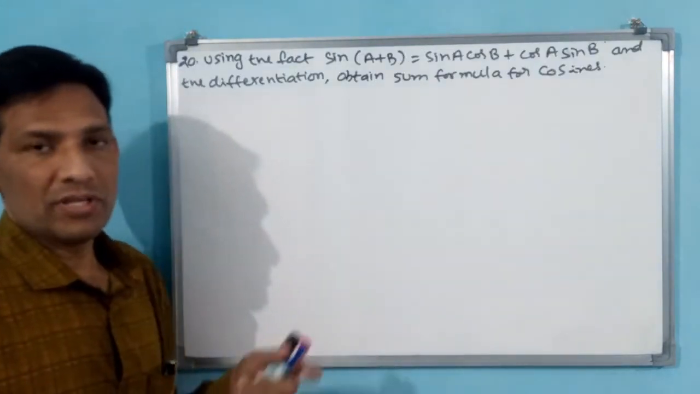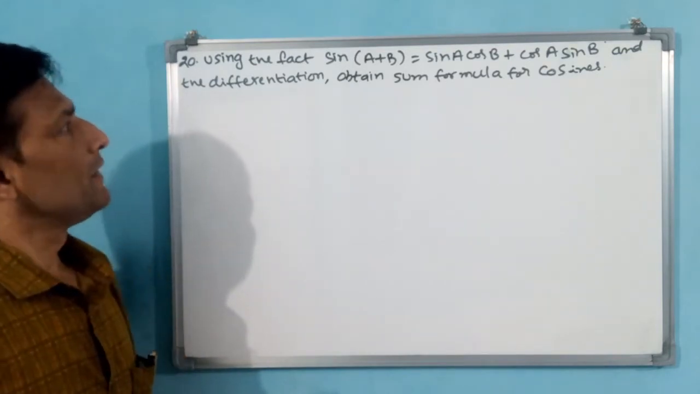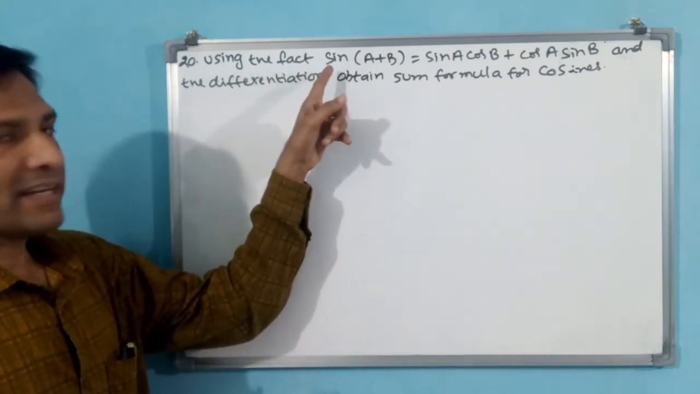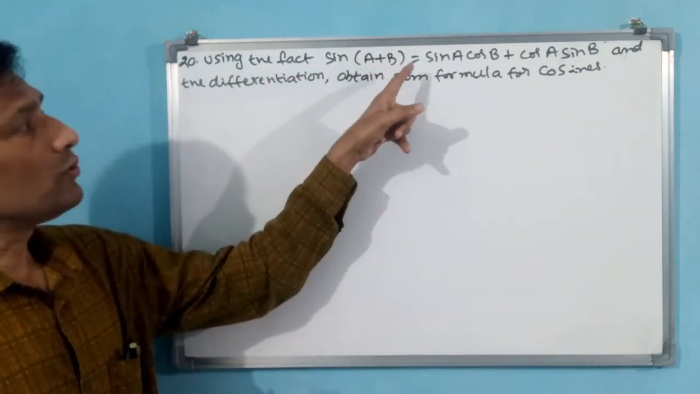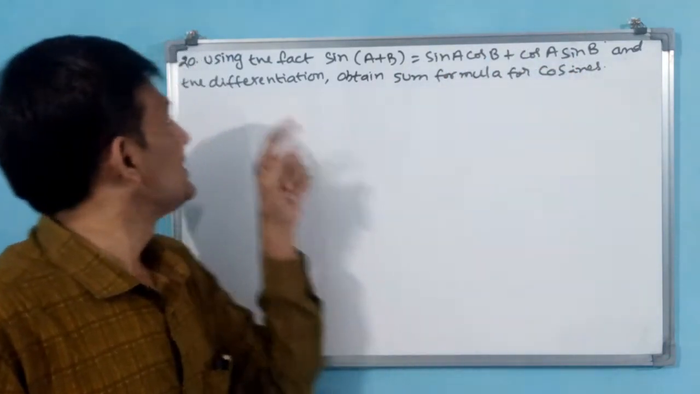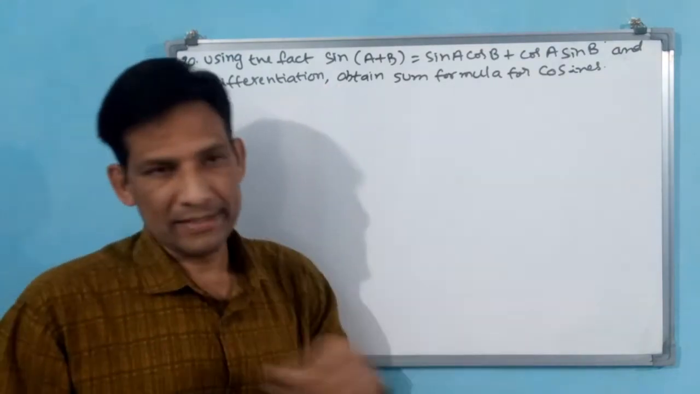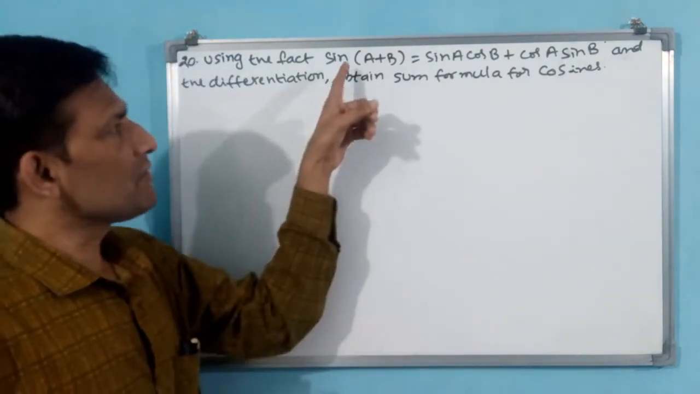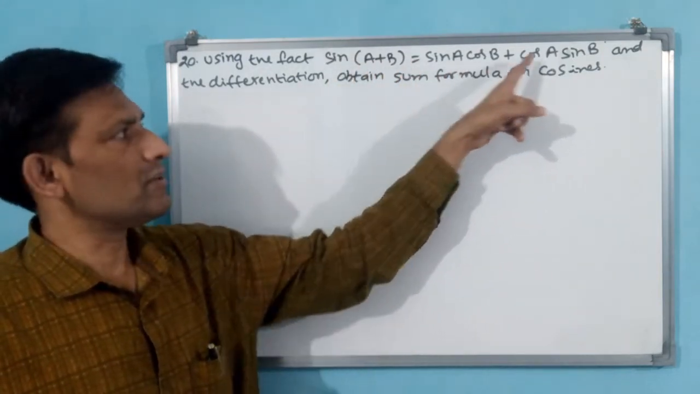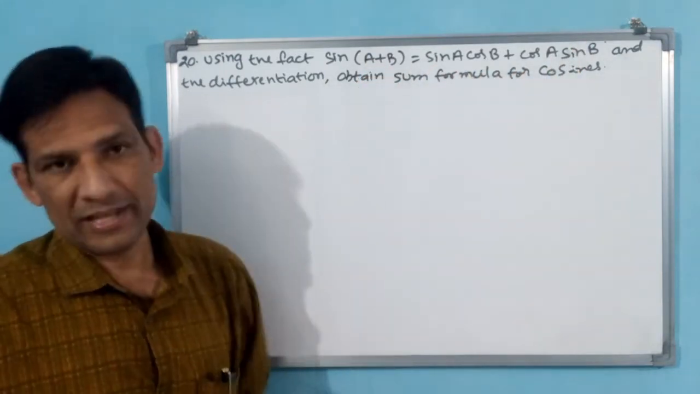See the 20th question. What they have given, first let us understand. Using the fact sin of a plus b is equal to sin a cos b plus cos a sin b, and the differentiation, obtain some formula for cosines. See, fact means one result or equation is there. This we know. Sin of a plus b is equal to sin a cos b plus cos a sin b. Sin of a minus b is equal to sin a cos b minus cos a sin b.